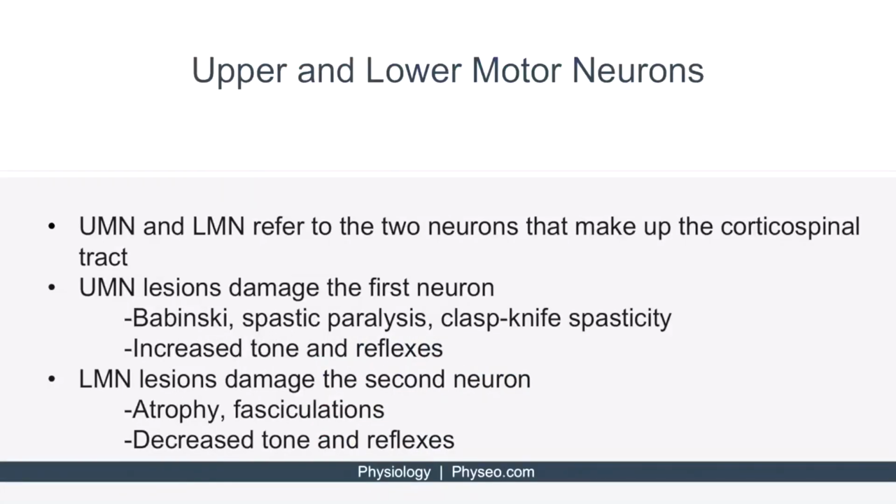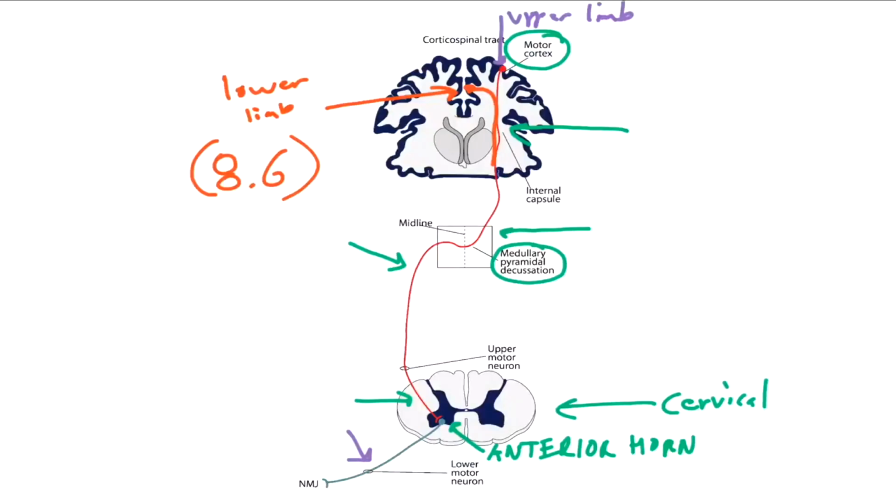So now let's talk about upper and lower motor neurons. The upper motor neuron and the lower motor neuron refer to the two neurons that make up the corticospinal tract that we just discussed. So this first one in red would be the upper motor neuron. This lower one in blue would be the lower motor neuron.